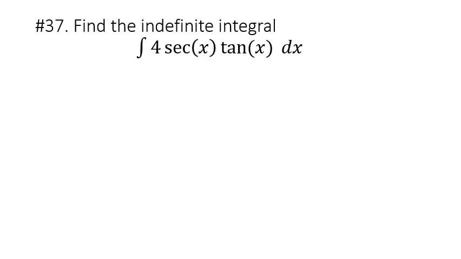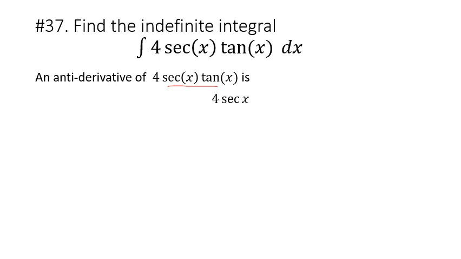Practice problem 37, same thing. We want to find the integral of 4 secant x tangent x dx. First, we have to find the antiderivative of 4 secant x tangent x. 4 is a constant, but the antiderivative of secant x tangent x is just secant x, so 4 secant x. So the indefinite integral is 4 secant x plus c.